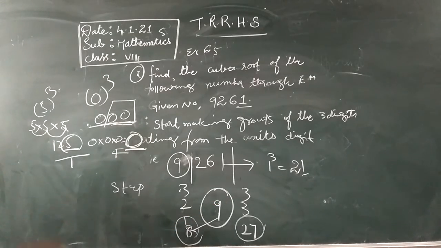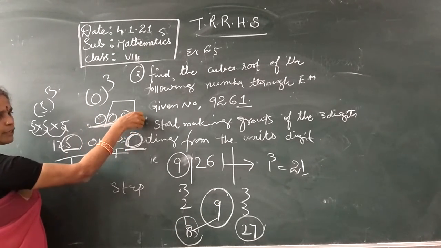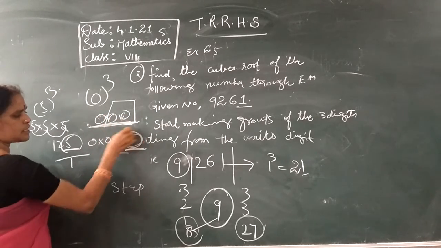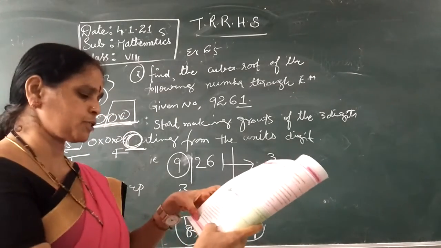Next one, cube of a number ending with 0 has 3 zeros at its right. Yes. However many times you multiply, the cube of a number ending with 0 has 3 zeros. 0 into 0 into 0, so the last is 0. Whatever is given in the textbook, that is true.